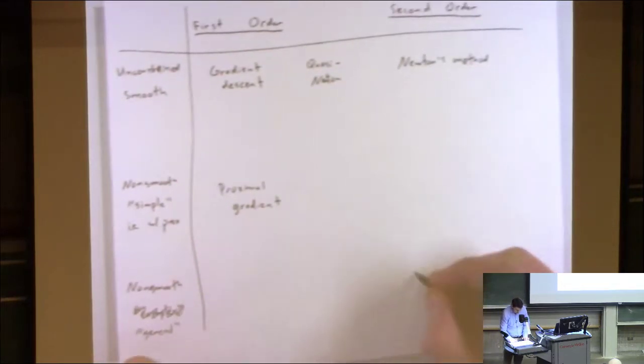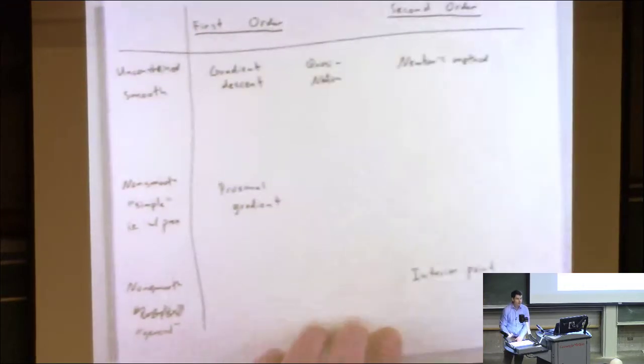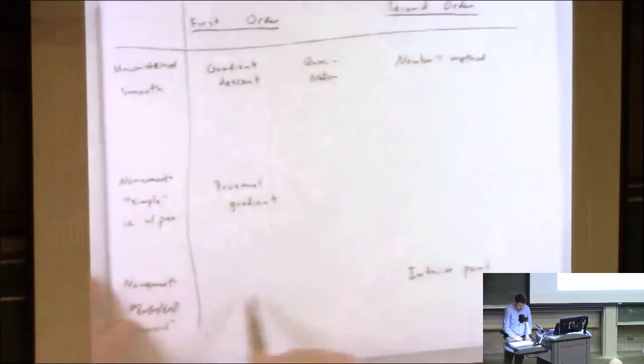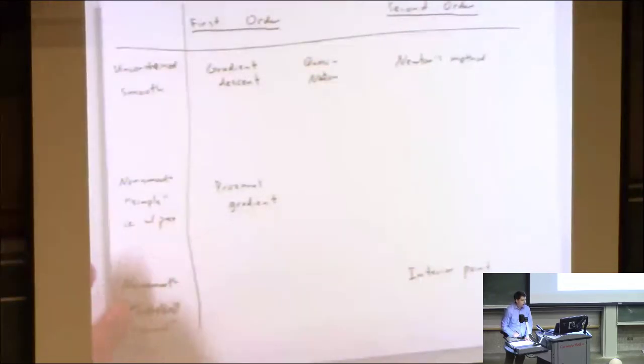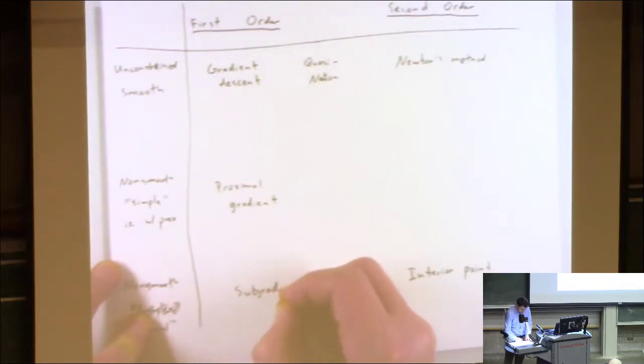Here we have interior point methods, right? With a second order method, they can solve general constrained problems. In the first order category, you could say we have subgradient descent, so subgradient descent you can technically apply here.